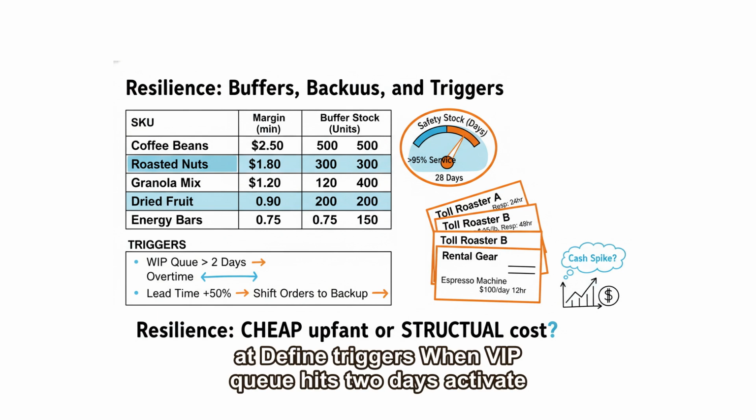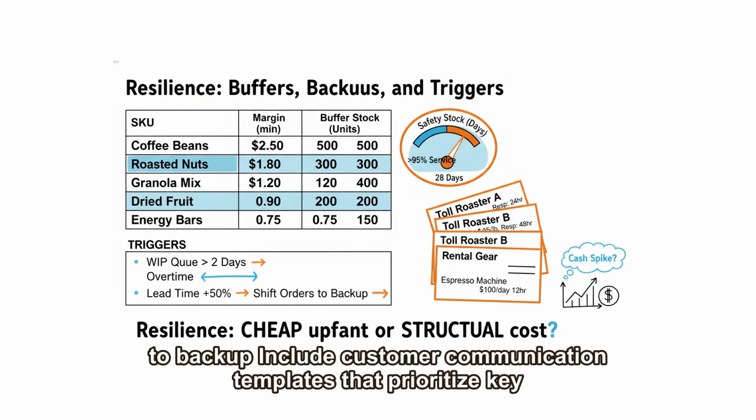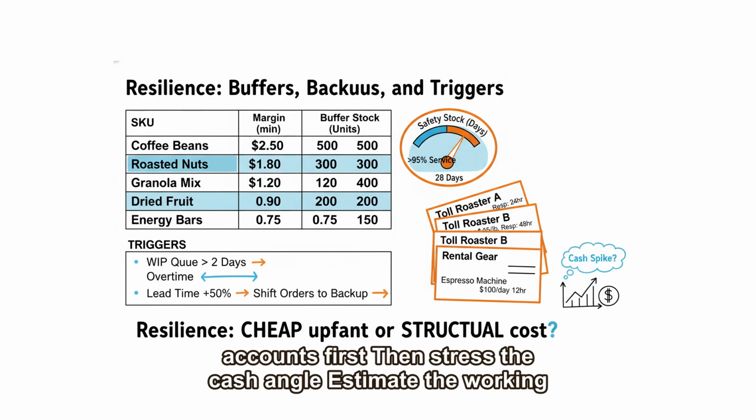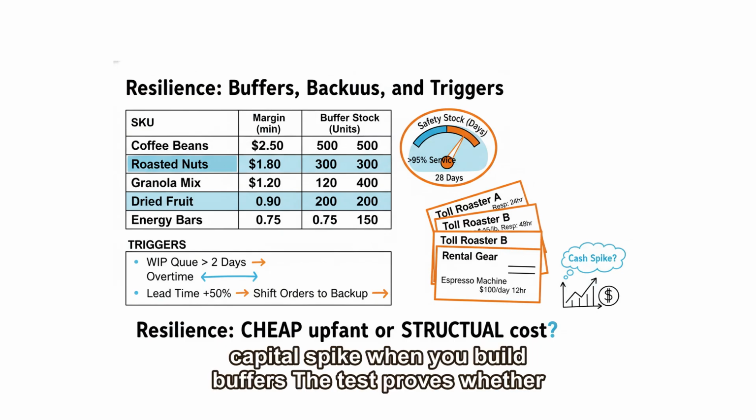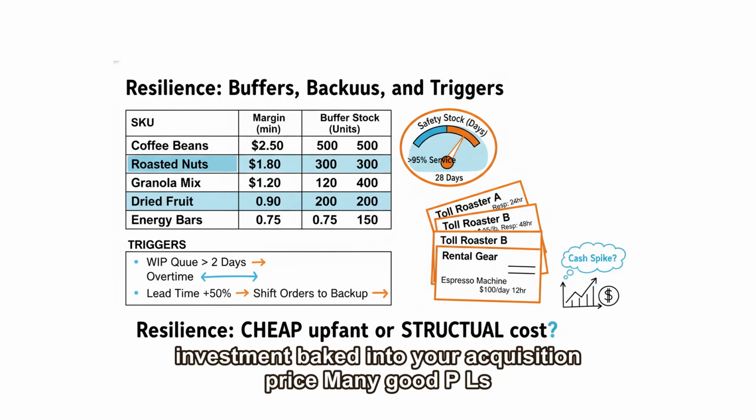Define triggers. When VIP queue hits 2 days, activate overtime. When lead time exceeds promise by 50%, shift orders to backup. Include customer communication templates that prioritize key accounts first. Then stress the cash angle. Estimate the working capital spike when you build buffers. The test proves whether resilience can be bought cheaply in advance or demands structural investment baked into your acquisition price.